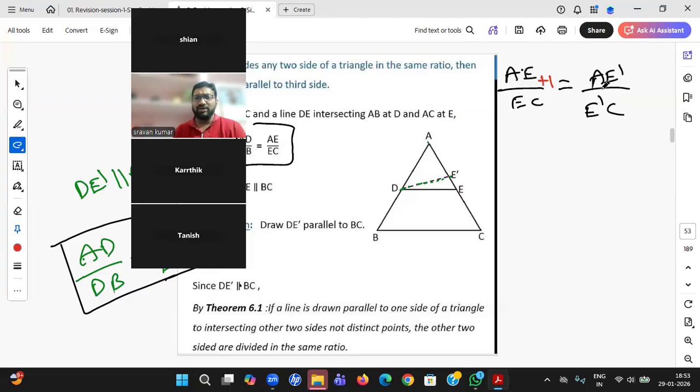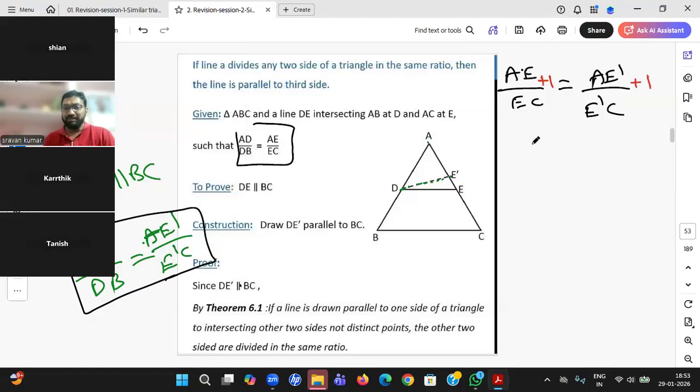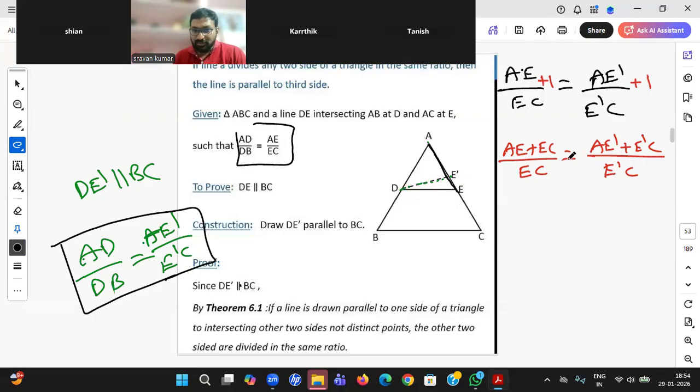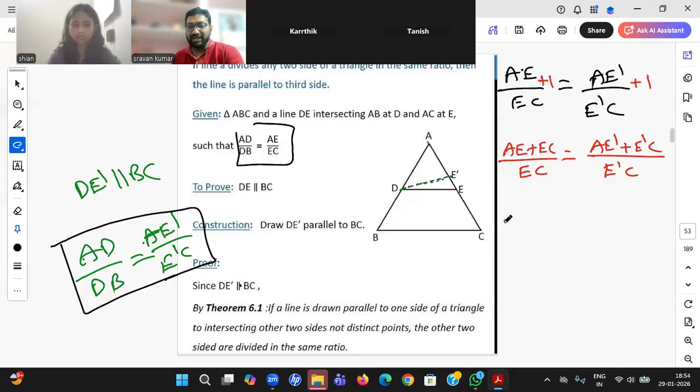I just want to move ahead. In this particular type of question, how can we move ahead? We should add 1 or reciprocate and add 1. So I have just added 1 and let me check what I am now getting. If I add 1, let me take the LCM. EC is the LCM on the left, E dash C is the LCM on the right: AE plus EC equals AE dash plus E dash C. Now let me use some geometry. Where is AE? AE is this. EC is this. What is AE plus EC? It's nothing but AC. So in place of these two, I'll just write AC.